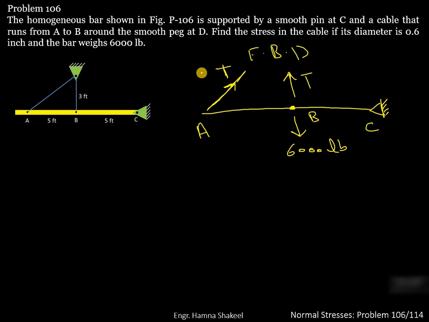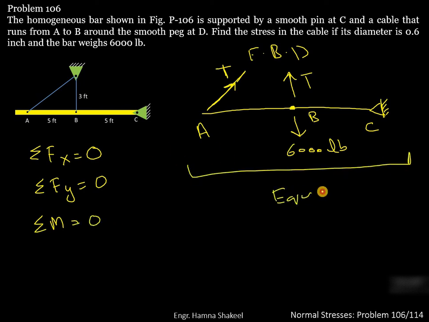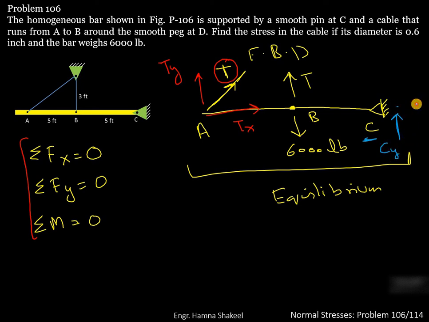To find the value of this tensile load, we can either use the equilibrium condition sigma Fx equals 0, sigma Fy equals 0, or sum of moment equal to 0, because the system is in equilibrium. To apply any one of these equilibrium conditions, first you have to resolve this T into its components. So it has got one component in the x direction and one component in the y direction. And at the C point, you have got a hinge connection. So you have got one reaction force in the vertical direction and one reaction force in the horizontal direction.